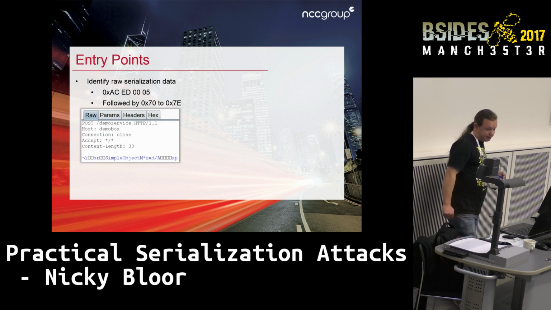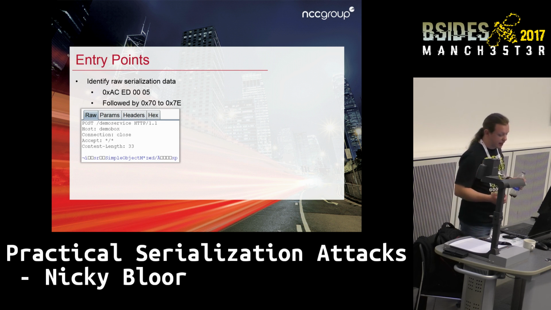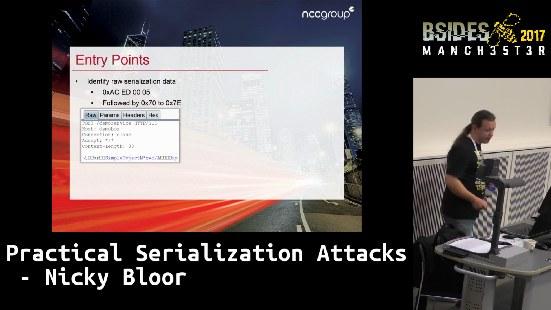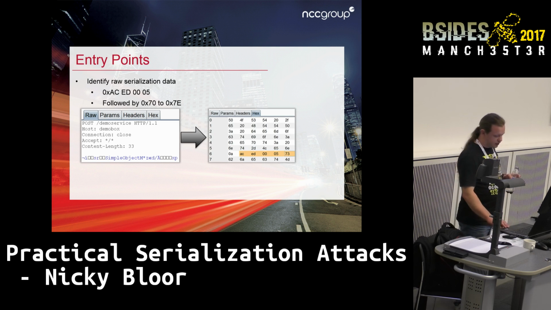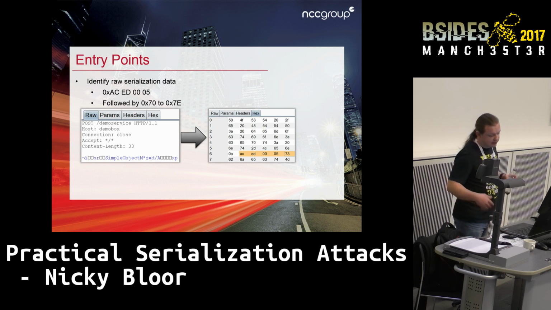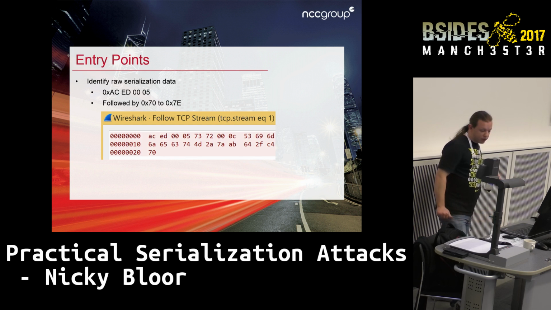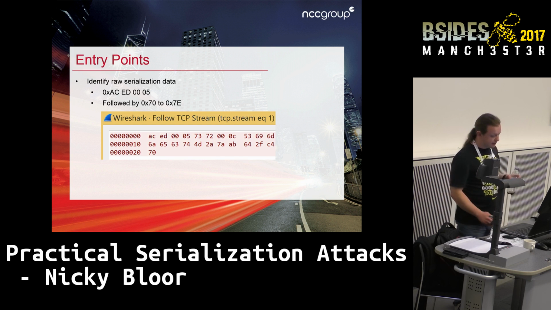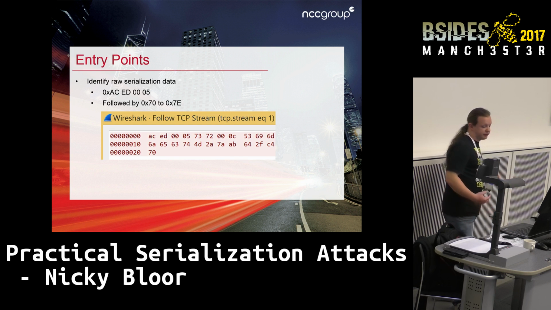So here we've got an example of some data that's obviously binary data in Burp Suite. Switch over to the hex view and we can see ACED000573. Again, in Wireshark, a TCP packet, ACED000573.